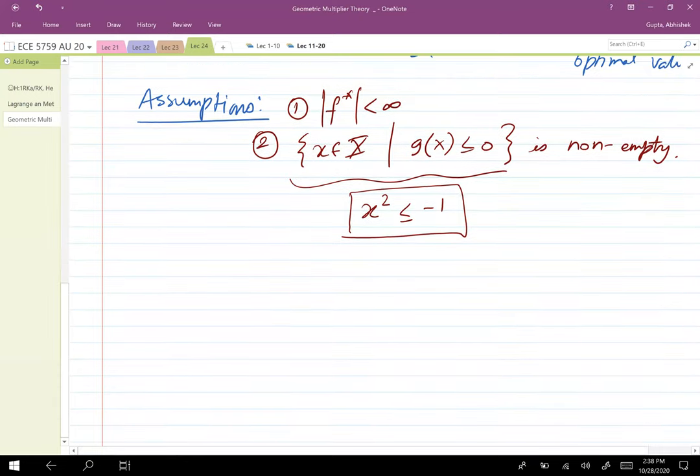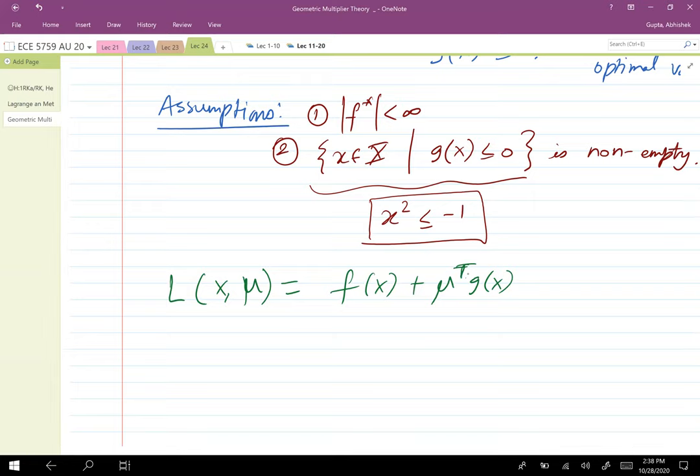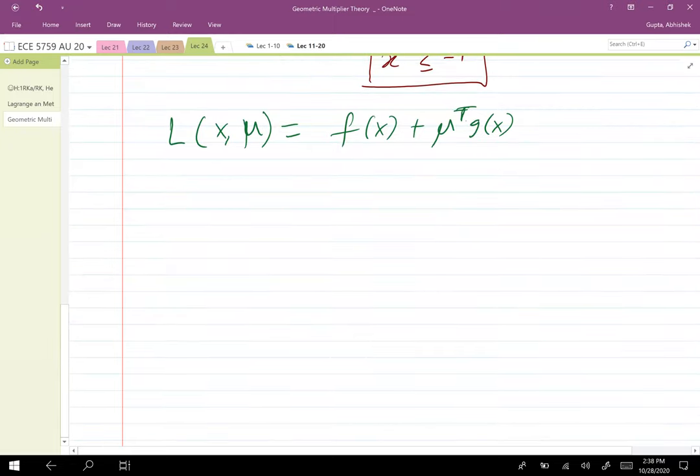Okay, we define the usual Lagrangian L of x comma mu as f(x) plus mu transpose g(x). This is our usual definition of Lagrangian. And now that all this thing is set up, I can actually write the first definition. And this is the definition for geometric multipliers.